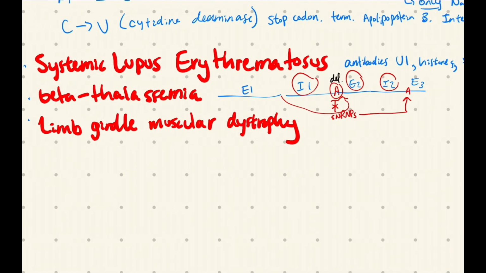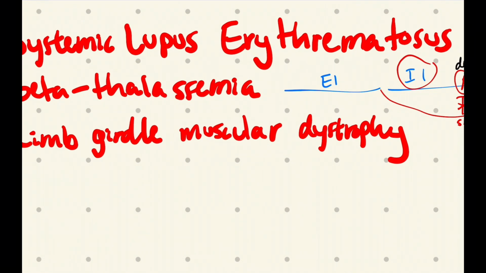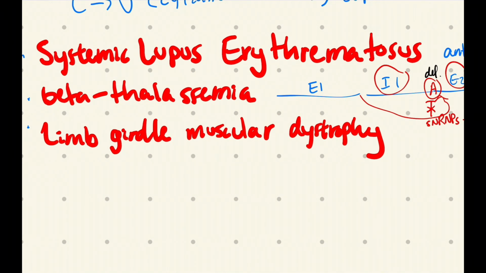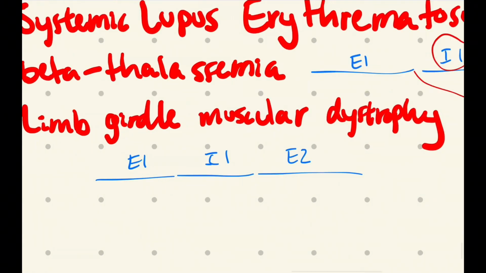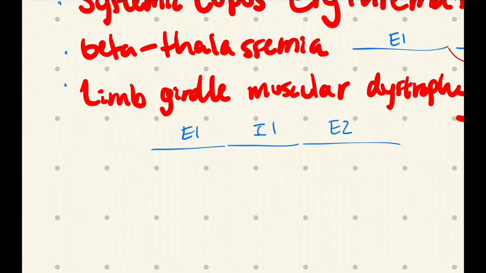And then you have your limb-girdle muscular dystrophy. Essentially, this is a mutation in the exon, and that causes a strong splice site, or the acceptor, in the middle of a codon. So this is going to cause a frame shift. If we talk about what we were just talking about before, we have your exon 1, your intron 1, your exon 2 here. Essentially what happens is you're going to have a mutation in your exon, right? So let's just say that happens in your exon 1, right?